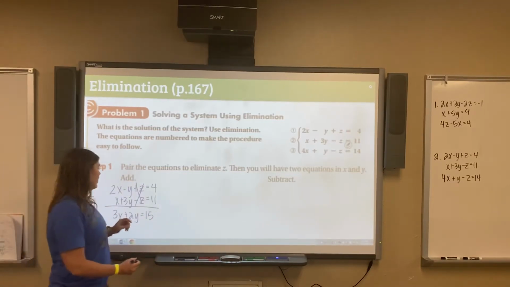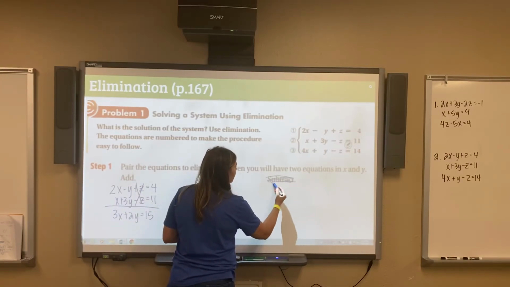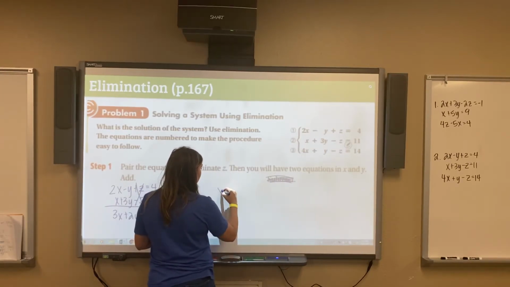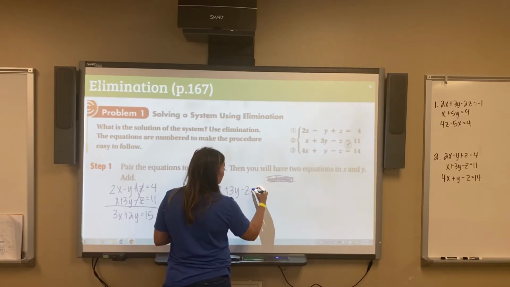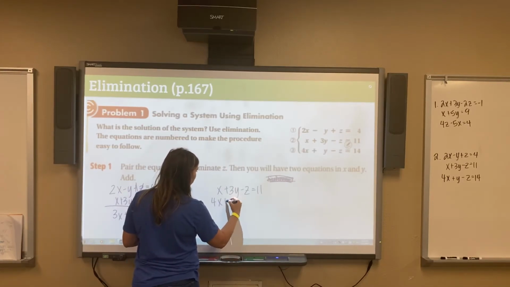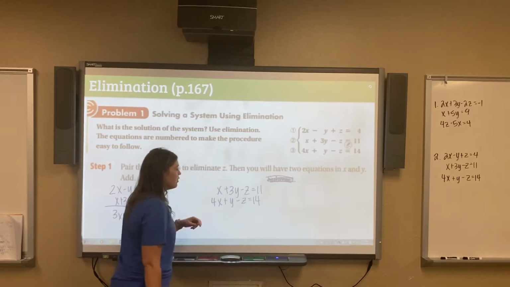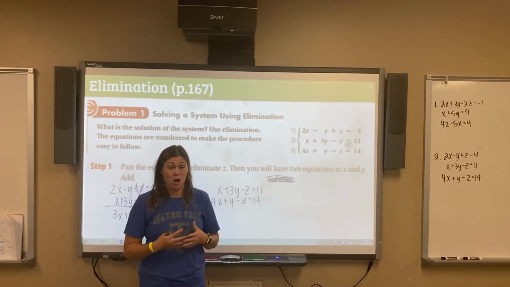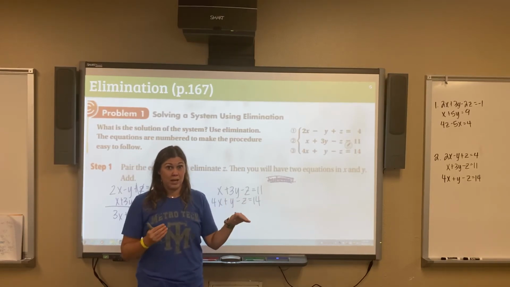Okay, now I'm going to do the same thing. This says to subtract, guys, but I'm not going to. I'm going to show you what I would rather you think about. So x plus 3y minus z equals 11. And then we have 4x plus y minus z is equal to 14. Okay, so if you see here, our z's are the same number. They're not opposite. So what we do is we just need to multiply through by a negative number.